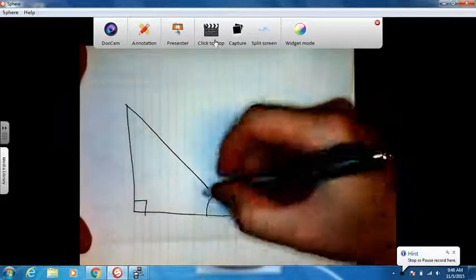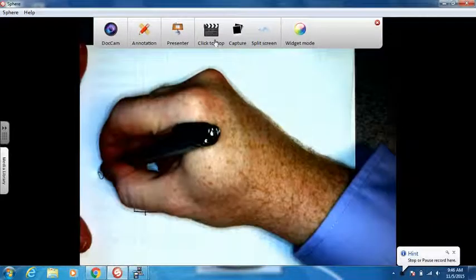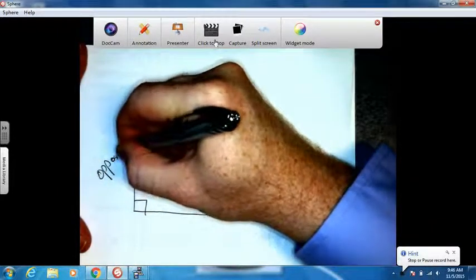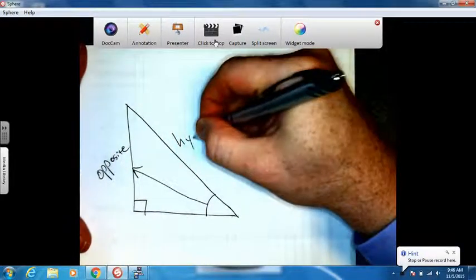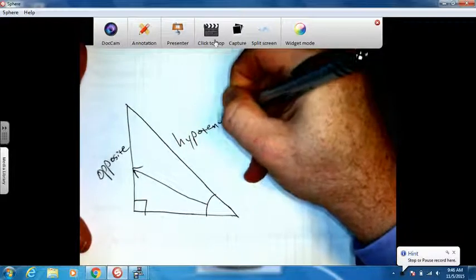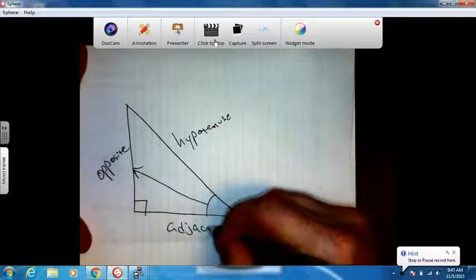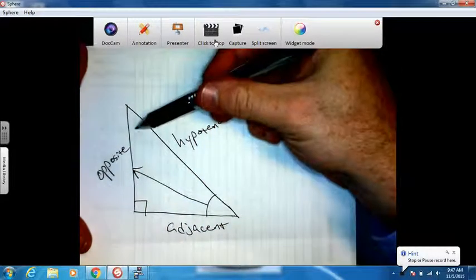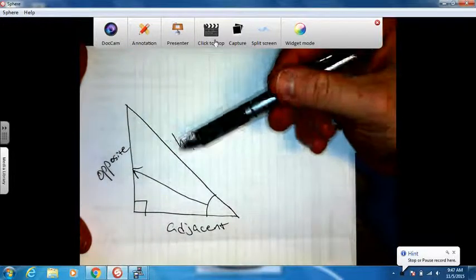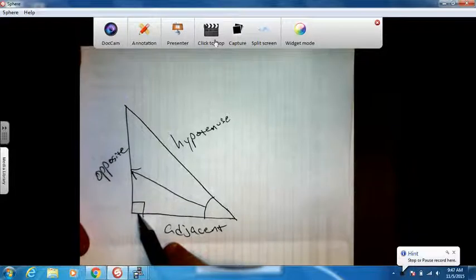So, since it pertains to the angle, the first thing I'm going to do is draw this arrow across. That makes this the opposite side. Okay, the side across from the right angle is the hypotenuse, which means that this is the adjacent side. Now, these will switch if you use this angle up here because the arrow would be drawn to a different side. We will never use the right angle.